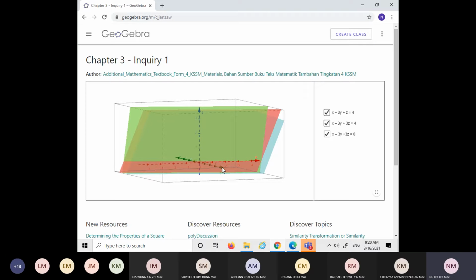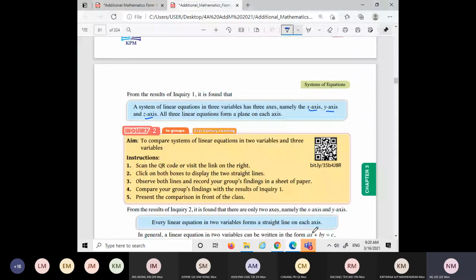Okay, so coming nearer to my eyes is positive, going further from my eyes is negative, in and out of the object. This one is a 3D law. Okay, so we go back to the textbook. You have an x, y, and z axis. All three linear equations form a plane, like a paper, like I said just now. So this is for the three variables.